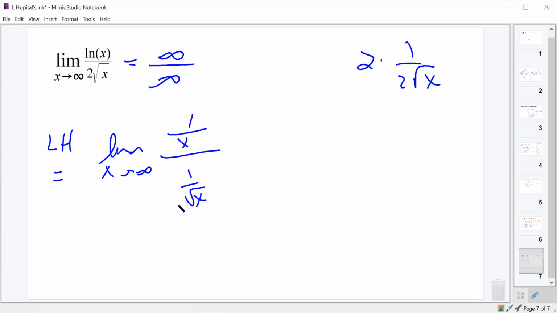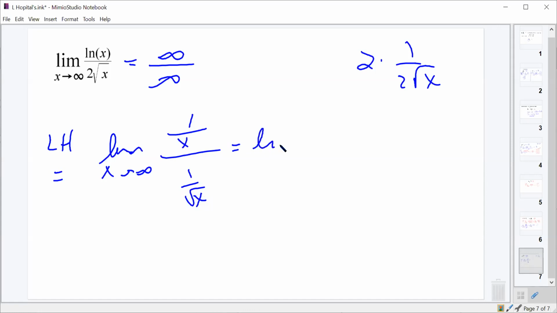So what should we do with it if it's 0 over 0? Do it again. Okay, we could do it again, right? What's another option? Simplify first. We could also simplify first. So if you can simplify first, you should.